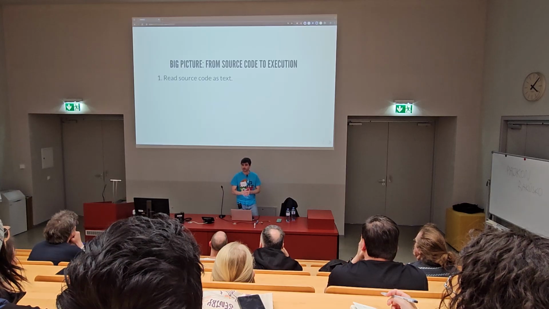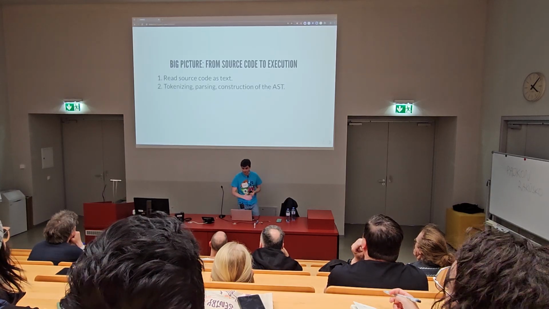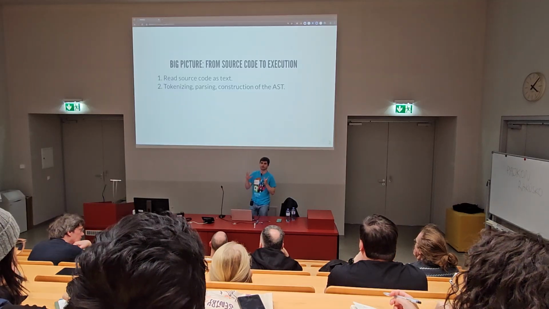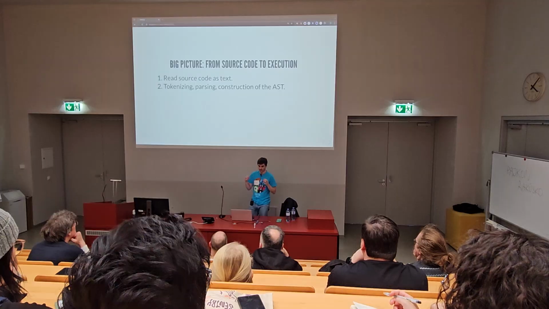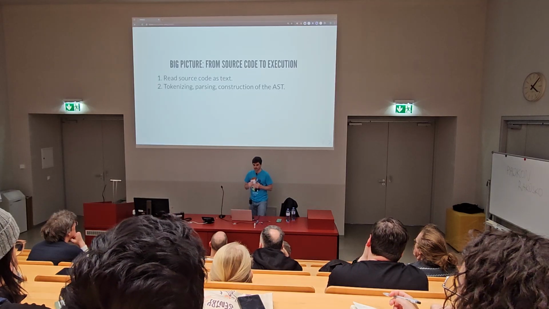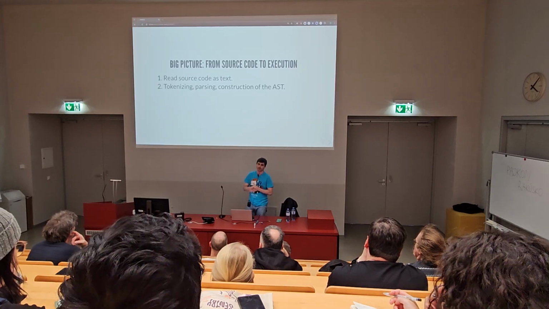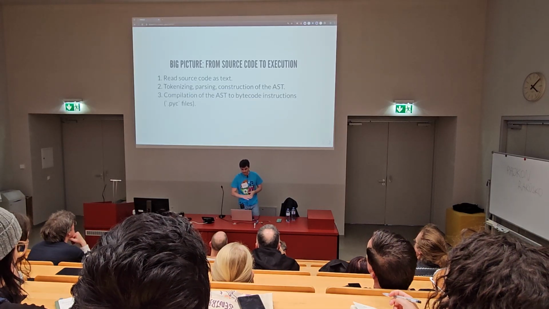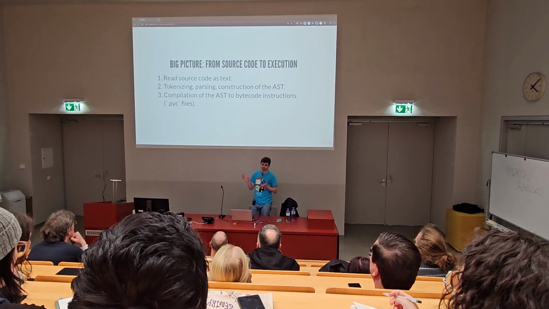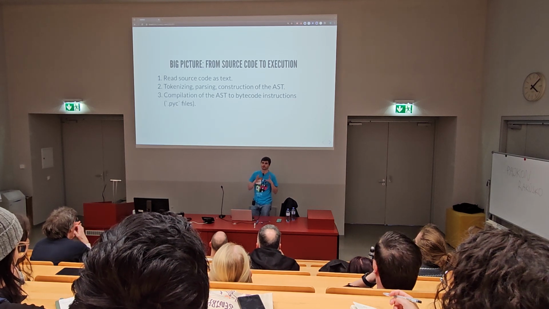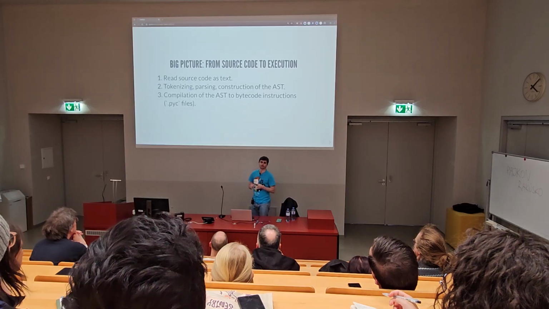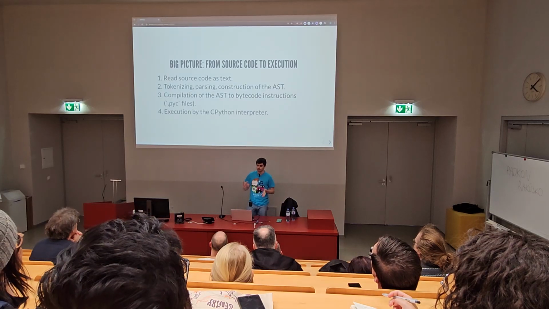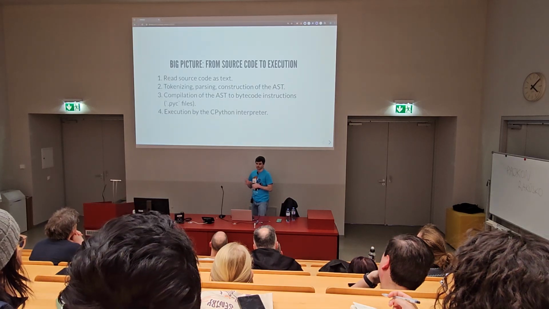First, Python reads the source code as text. Then there's tokenizing, which splits the text into relevant words. Then parsing, which uses the Python grammar and syntax to group the tokens together. From there it constructs an abstract syntax tree, the structure that we've seen before. Then this tree goes through a few stages and is converted to bytecode instructions. Maybe you've seen PYC files, which is where bytecode instructions are saved. Then the CPython interpreter executes the bytecode instructions.